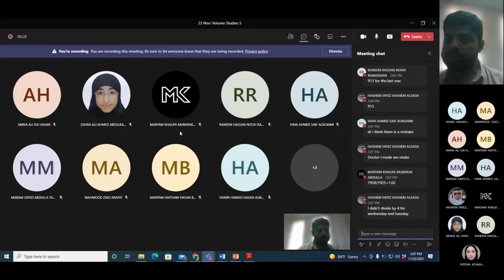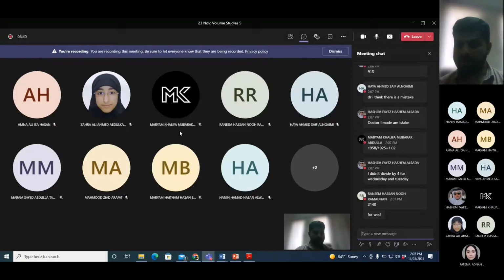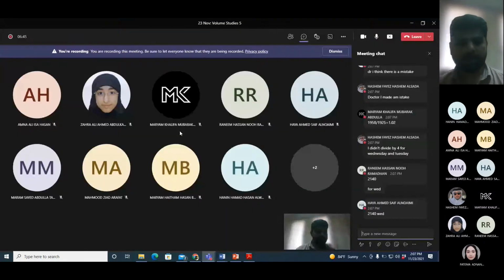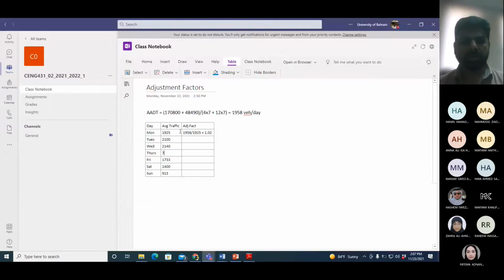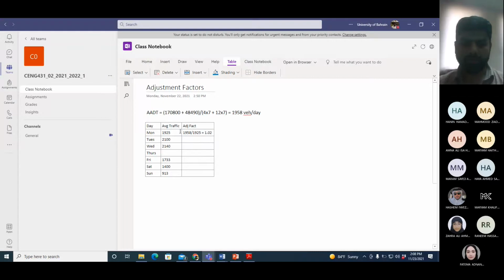Give me the values for Wednesday and Tuesday. But Mariam, you are correct. This is how we calculate the adjustment factor: 1958, which is ADT, divided by the average traffic of that day, which is 1925. So that gives you 1.02. Okay, let us recalculate Wednesday and Thursday. Wednesday 2140 and Thursday. Okay, now go ahead, please. Calculate the adjustment factors for the days. So each time you take the ADT divided by the average traffic of the day.